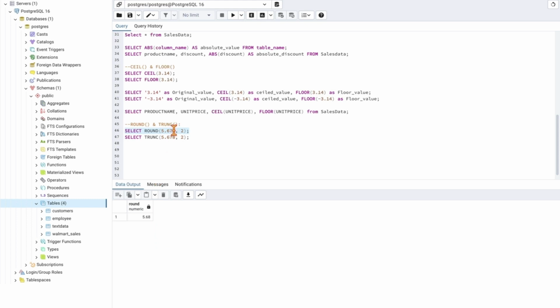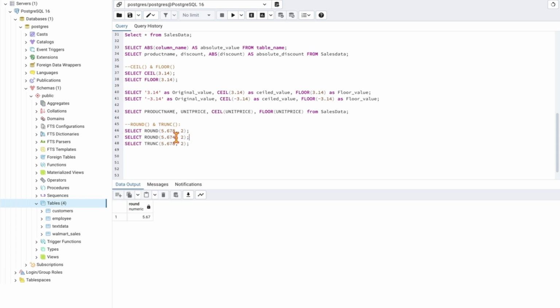5.68. We wanted to round it for 2 decimal places. That's why after the decimal point, you are seeing 2 decimal places. How is it rounding? After the second decimal place, the third digit is greater than 5. That's why it is giving 5.68. Similarly, instead of 5.678, if we give 5.674, then the number would be 5.67, not 5.68. See, because it is less than 5.